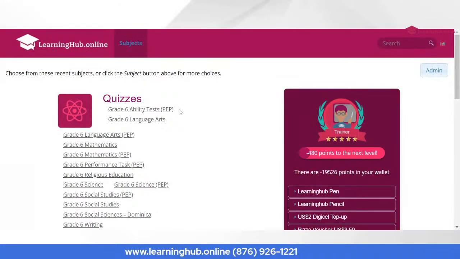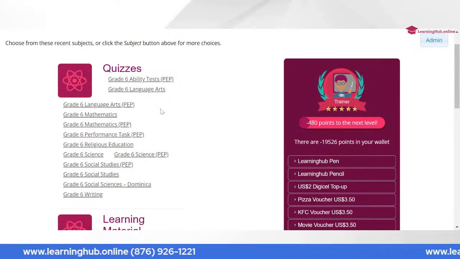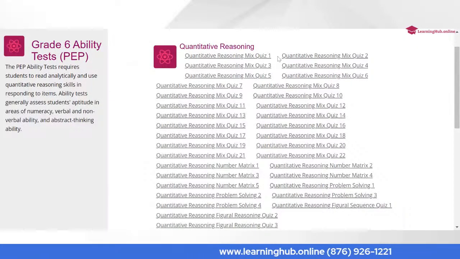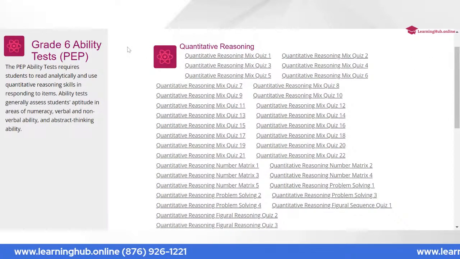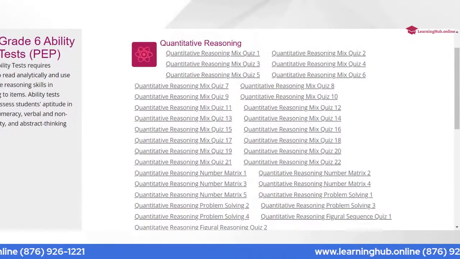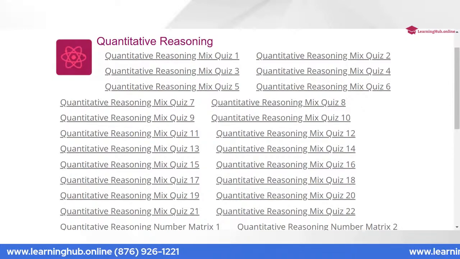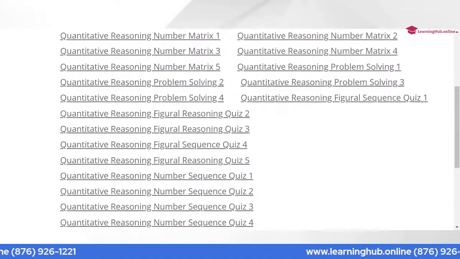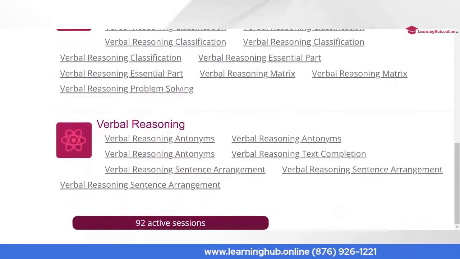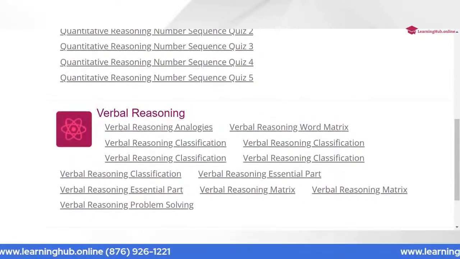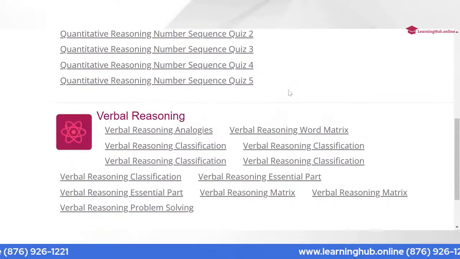Let's go. We're going to be doing a 10-question quiz ability test. Notice, guys, that on the Learning Hub, you have access to tons of quizzes that you can use to prep for your exam. For quantitative reasoning, you have a lot of quizzes. If you're weak in that area, you can just come to the Learning Hub and take a quantitative reasoning quiz. We're not going to do quantitative today, and you have tons of verbal reasoning quizzes that you can do as well. I wanted to do an essential part quiz, so we're going to go here.